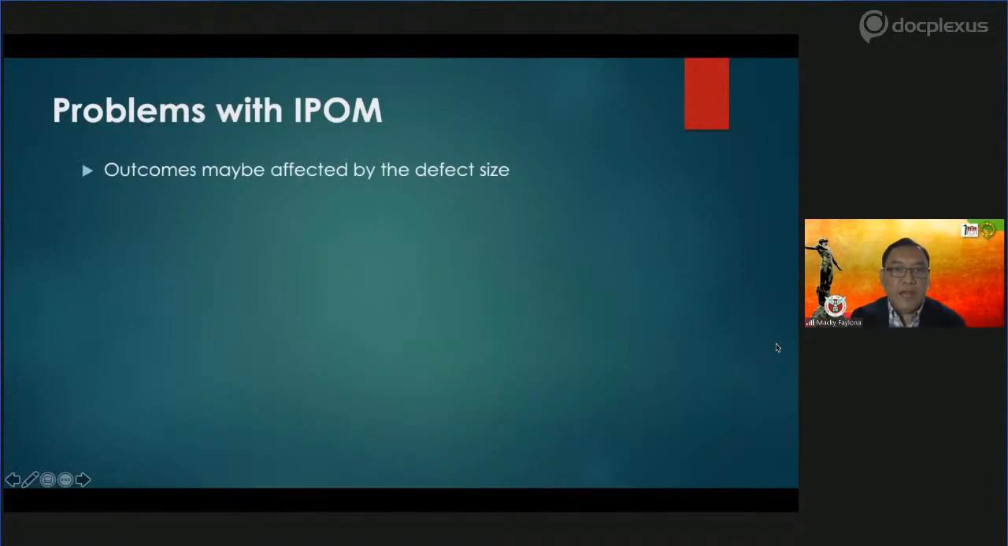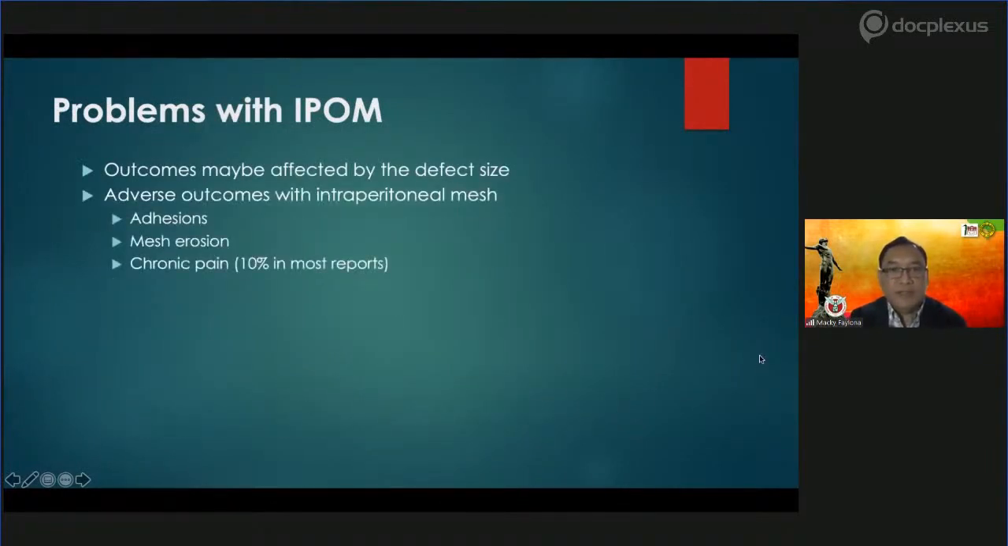So problems with the IPOM, the outcomes are, of course, affected by the size of the defect. There might be adverse outcomes due to the placement of an intraperitoneal mesh, and this is actually the argument of the surgeons who want to put the mesh in the sublay space. The adverse outcomes are adhesions. The mesh can erode into the bowel, the bladder, or whatever it's adjacent to, and it is associated with chronic pain at about 10% in most reports, and this is mostly due to the transfixing suture that you put.